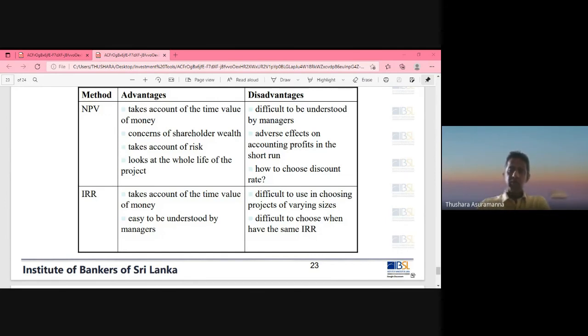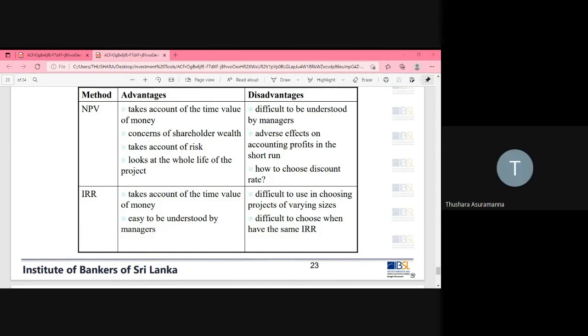It takes into account the risk also, and it takes the whole life of the project, not like payback. Here it takes the total life of the project, from year 0 to the end of the project. Total cash flows are taken into account, risk, shareholders' wealth, and time value are also taken into account. That's the advantage of the NPV.